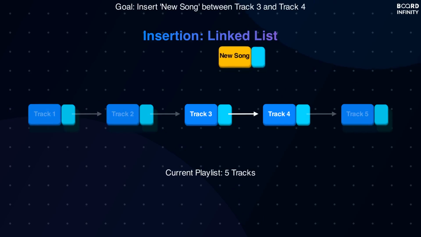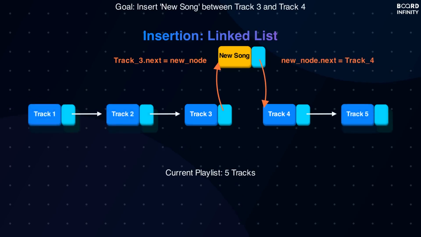The operation relies purely on updating references, preparing for the new node's integration. The first assignment, track3.next equals new song, redirects track 3's next pointer from track 4 to the new song node, establishing the initial link. The second assignment, new song.next equals track 4, sets the new song's next pointer to track 4, completing the chain and seamlessly integrating the new node.